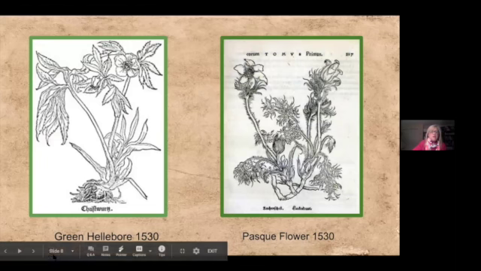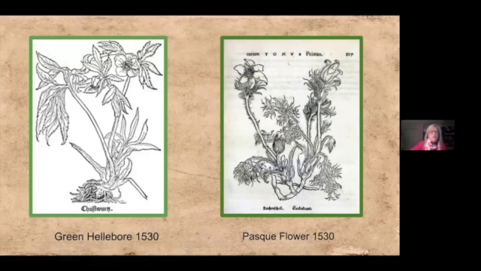You can see he's using the root system and the leaves and the stems and showing the front of the flower, and very well described. The second one on the pasque flower, you can also see the flower in many different growth patterns, the bud, the full flower, and using the root system also, and very detailed, highly accurate.